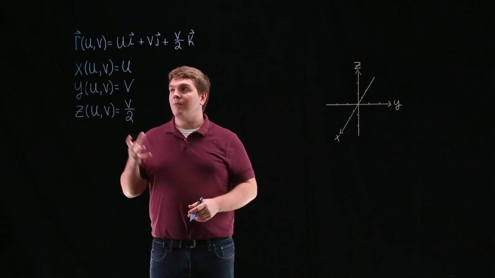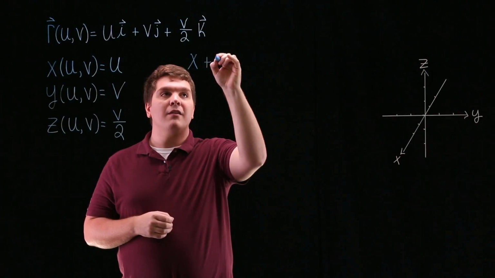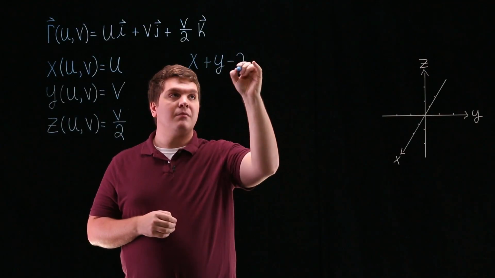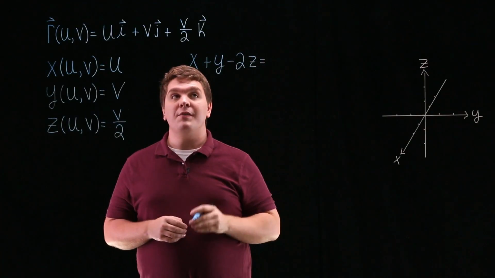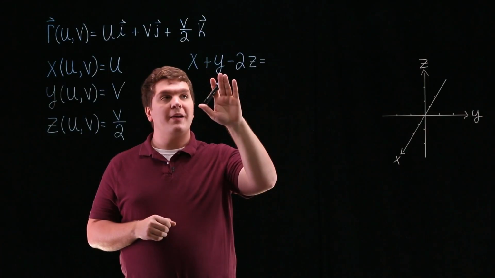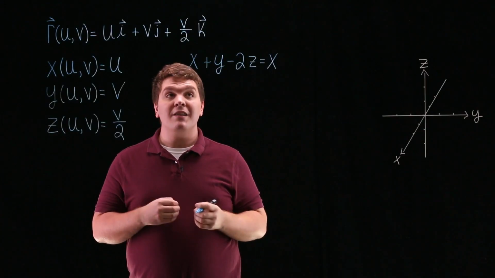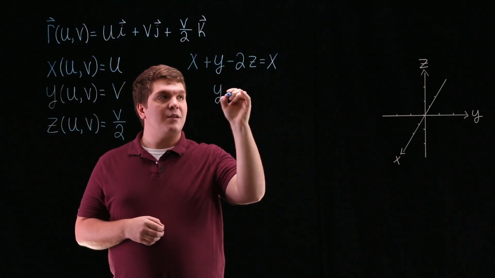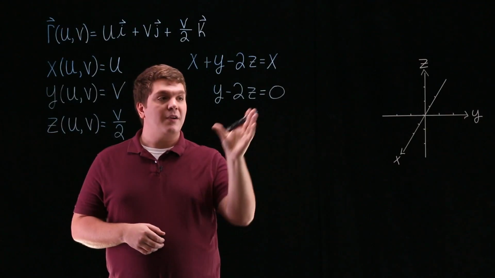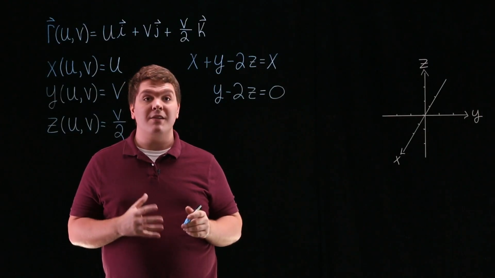So something that I noticed might be something along the lines of x, which is u, plus y, which is just v, minus 2 times z, just leaves me with x, because y is v, and z is v over 2. So if you multiply by 2, here we have v minus v, which is 0. So we're just left with x. And here we can subtract x from both sides of the equation, which leaves us with the relationship y minus 2z equals 0. So this right here is a rectangular equation for this vector-valued function. Looking at this equation, we'll see that this is a plane.